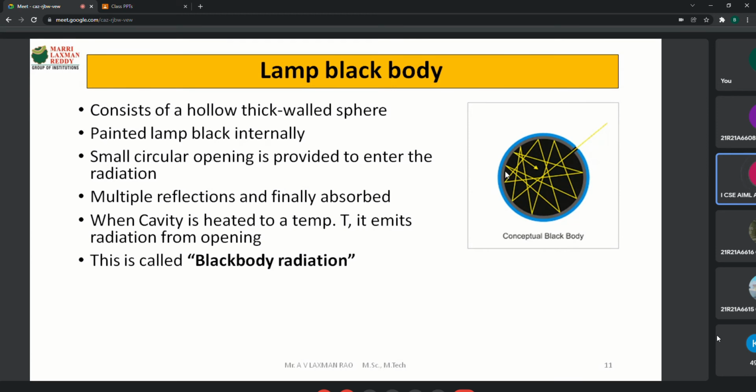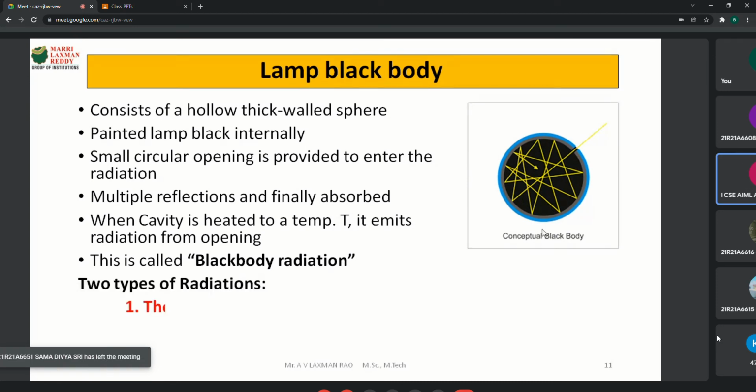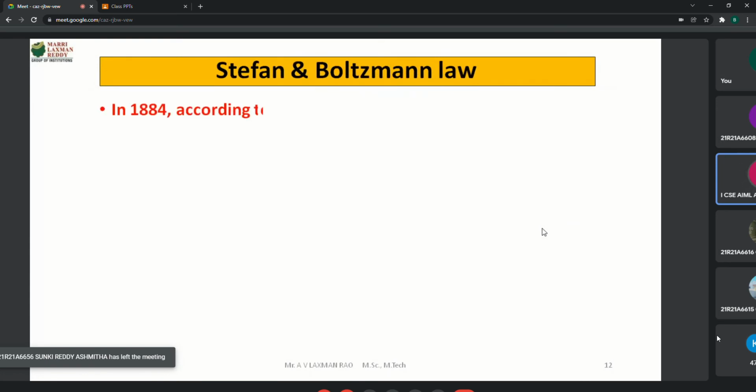None of the energy is reflected, neither transmitted. Only by heating that material to a particular constant temperature, it starts emitting whatever energy it has absorbed previously. So the black body radiator's emitted radiation energy is dependent on the temperature only. It does not depend on the type of object. Like that you need to write.